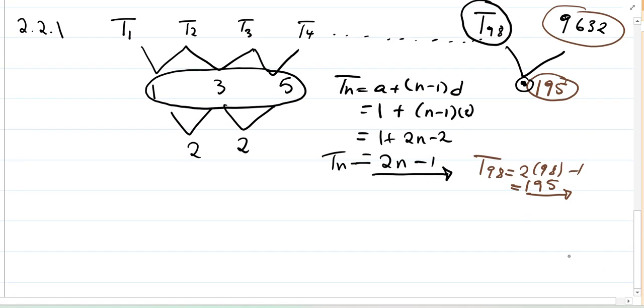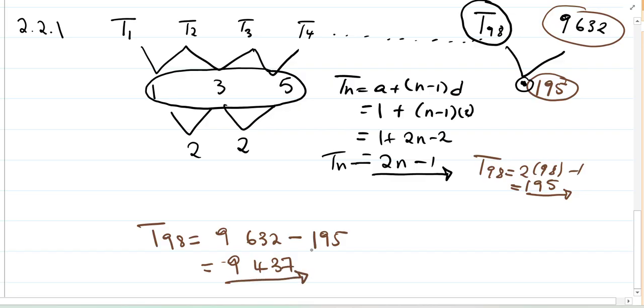So I get into the calculator, and T98 is equivalent to 9,632 minus 195, and my answer right there is 9,437.